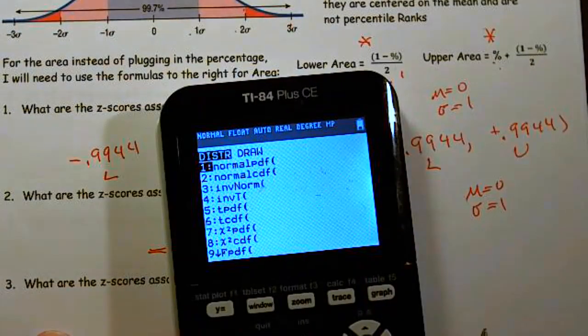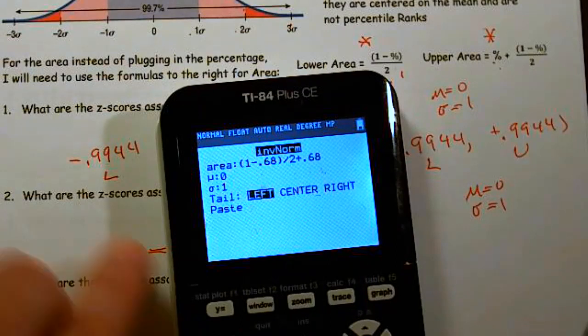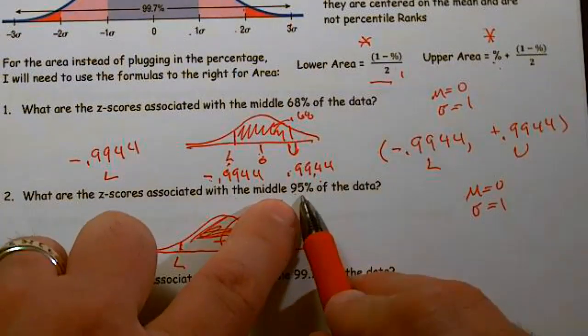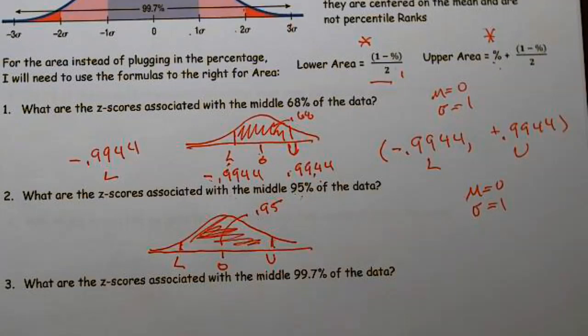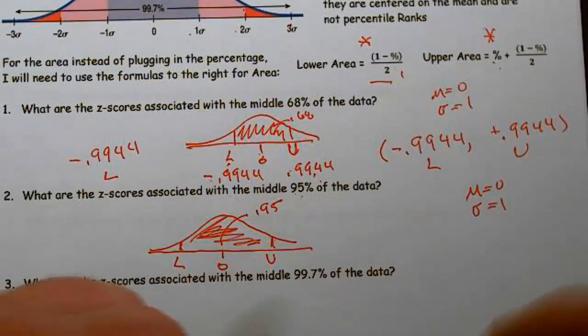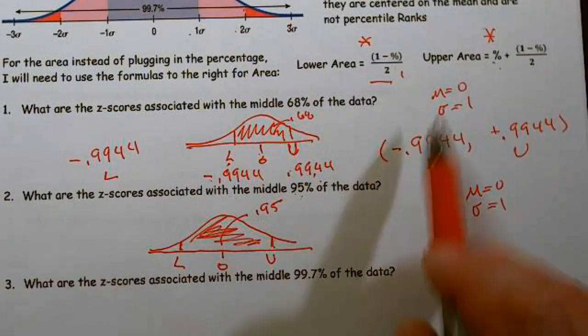Second vars, inverse norm. And once again, they gave me a percent, so I know I need to be working with the inverse norm. If they give you an area of percent or probability, work with inverse norm. And here we go. So we see my formula.